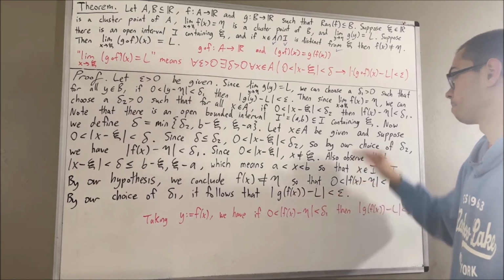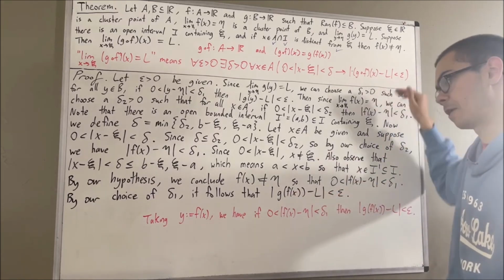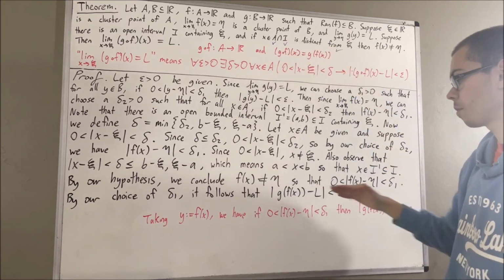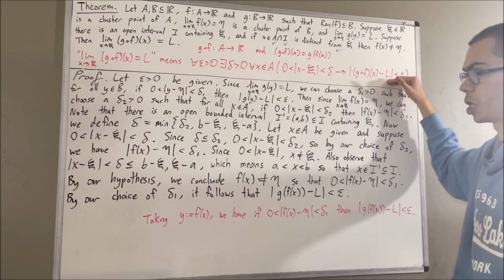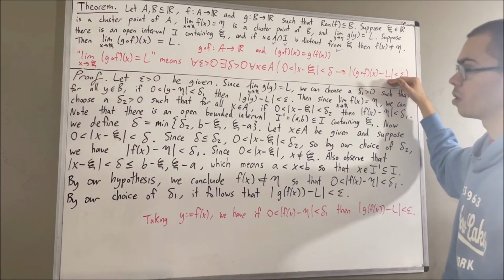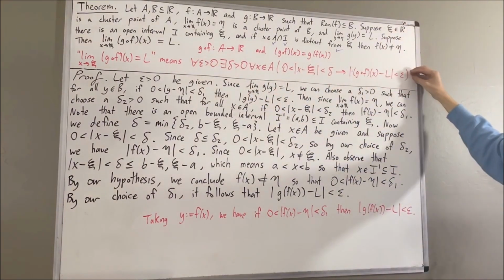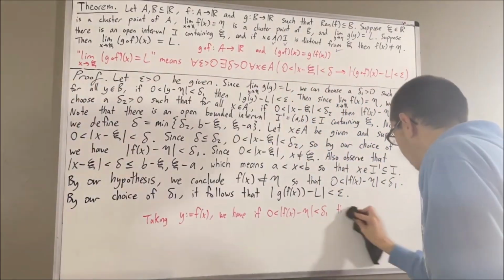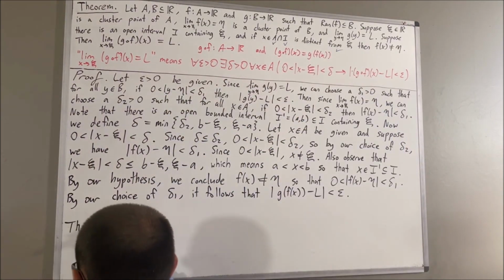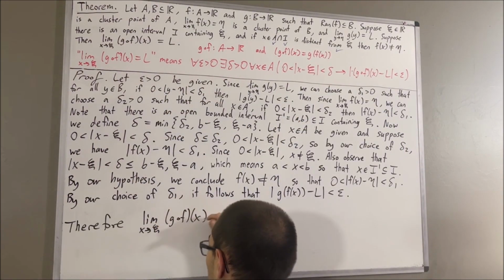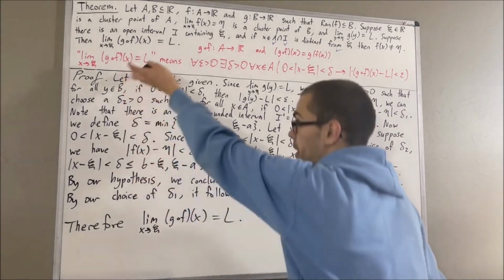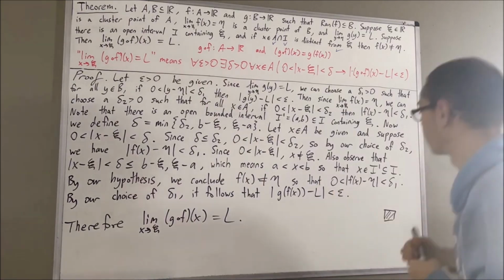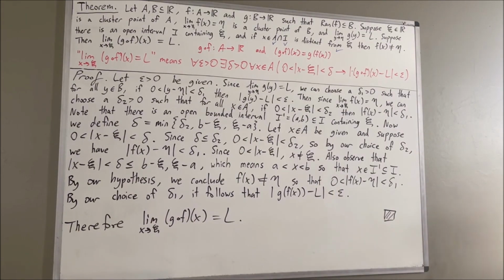And that is exactly what we wanted to show, right? We know g of f of x is equal to g compose f of x by definition. So this is exactly what we wanted to show. And so we have proven this entire statement, which means we have proven that this limit is true. And that is exactly what we wanted to prove. So this completes the proof. And so yeah, that's pretty much it for this video.